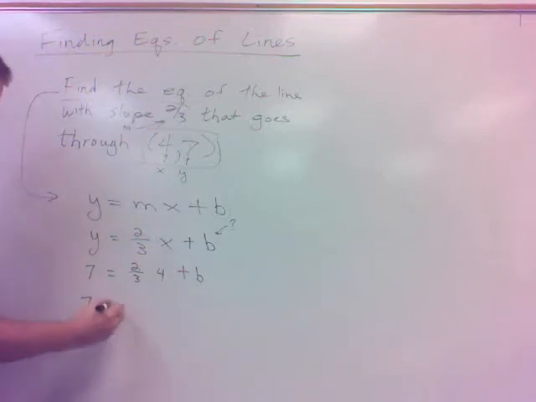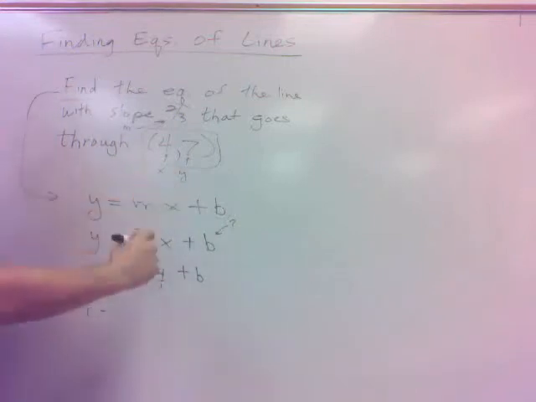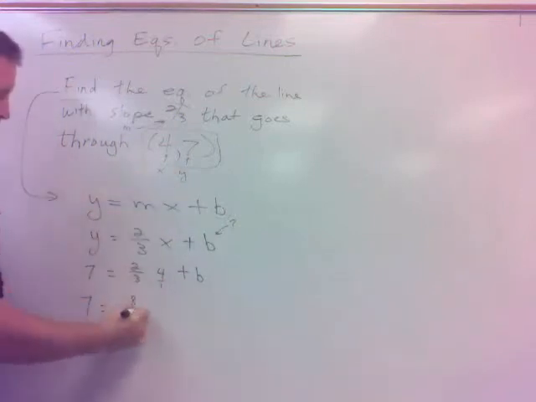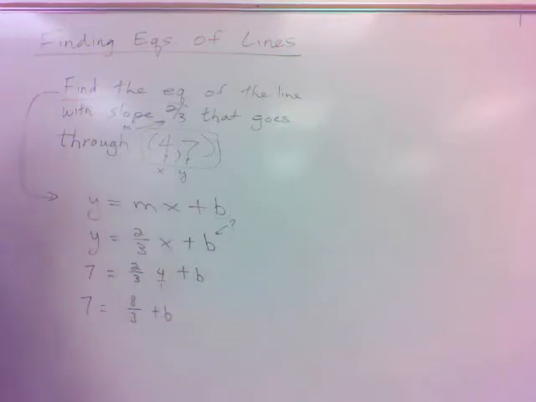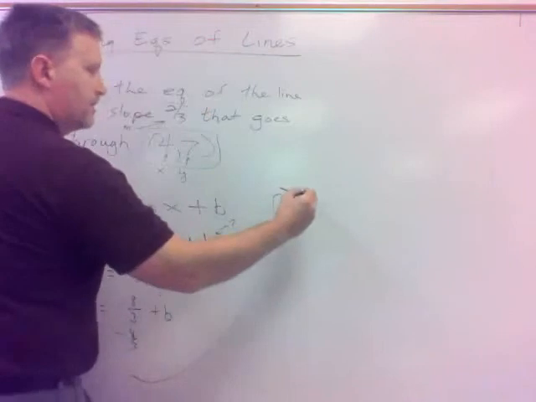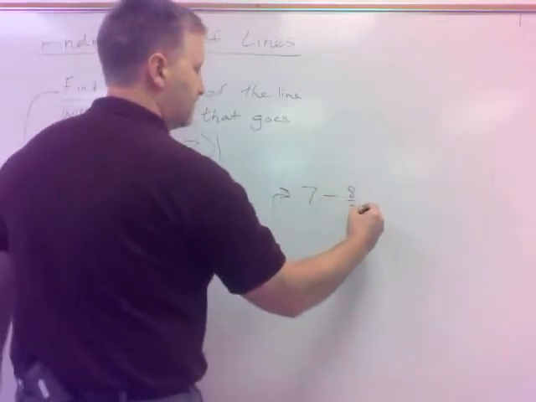First of all, I'm multiplying fractions there. 2/3 times 4. Well, that's 4 over 1. And multiplying fractions, you multiply across, don't you? So you've got 2 times 4 is 8, 3 times 1 is 3. So that's 8/3. And so to solve for b, all I have to do is subtract the 8/3, right? And so I'm going to have 7 minus 8/3 equals b.